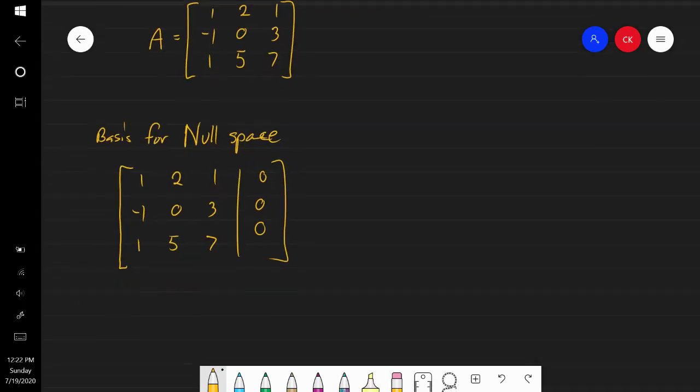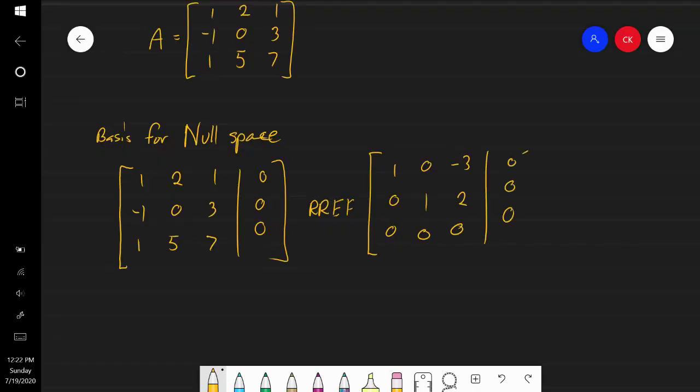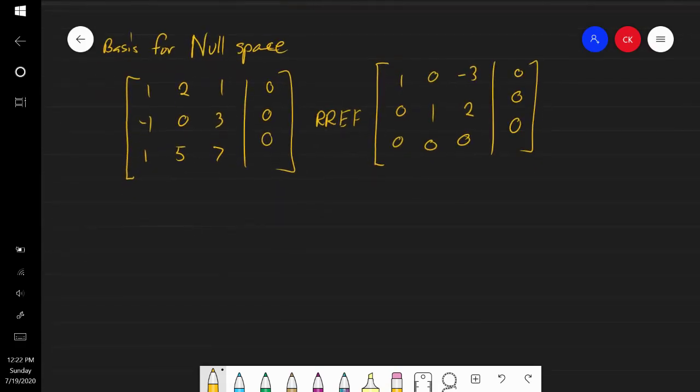So let's go ahead and do that. We can just do this by row reducing. Do a little RREF on our matrix. And the resulting matrix from that looks like 1, 0, 0, 0, 1, 0, minus 3, 2, 0. And of course, we get our column of zeros on the right. And from that, then we want to go ahead and describe all of our vectors in terms of x1, x2, and x3. So this part's pretty similar to what we did before.